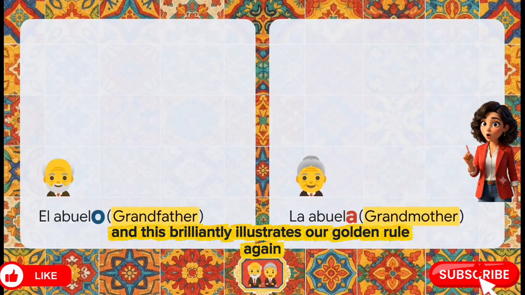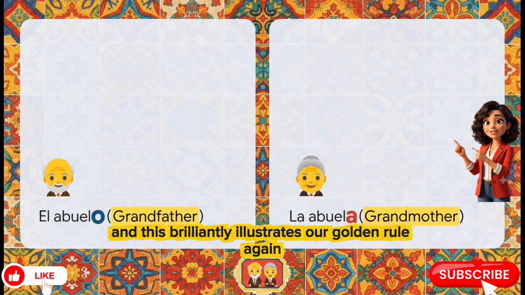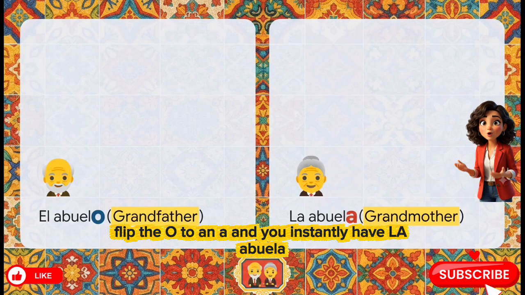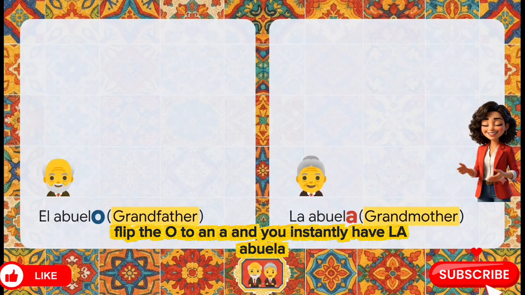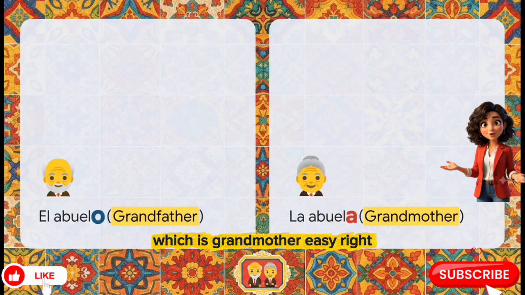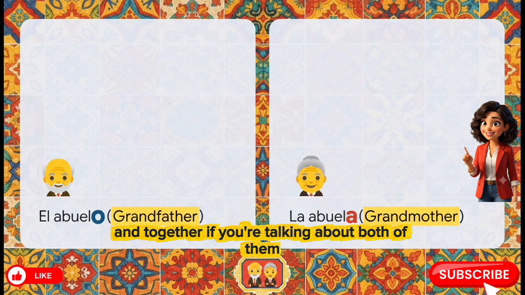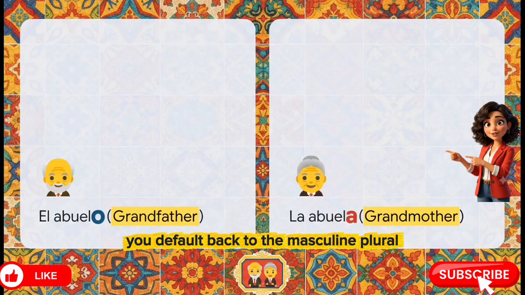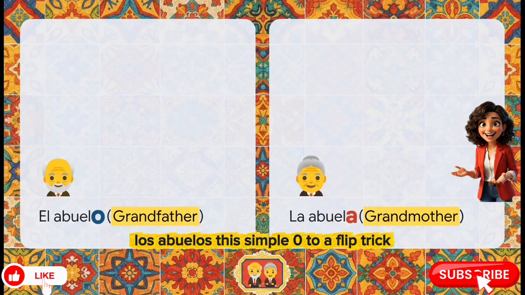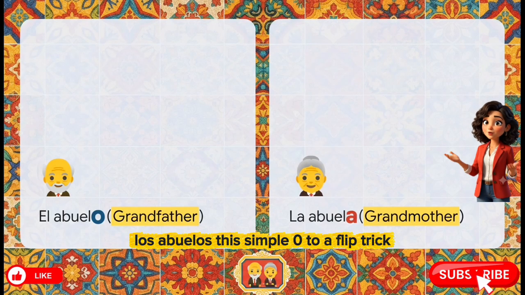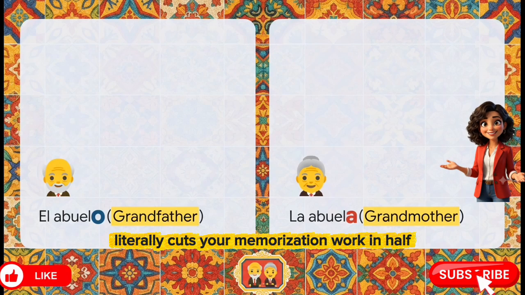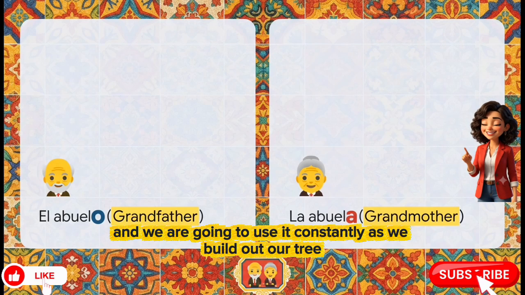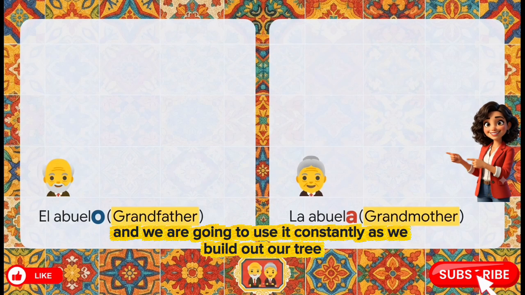And this brilliantly illustrates our golden rule again. El abuelo is grandfather. Flip the O to an A and you instantly have la abuela, which is grandmother. Easy, right? And together, if you're talking about both of them, you default back to the masculine plural, los abuelos. This simple O to A flip trick literally cuts your memorization work in half, and we are going to use it constantly as we build out our tree.